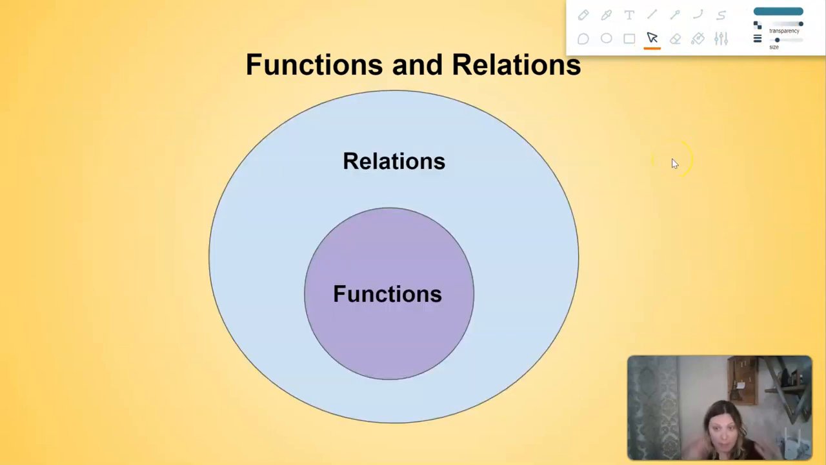So to get a better idea of what this is, you have a set of all relations you can think of. And here's the idea: only some of them are functions. So if you ever get a question, is this a function, a relation, or both? If it's a relation, then it's a relation. But if it's a function, the answer is always both, because you cannot be a function and not be a relation.